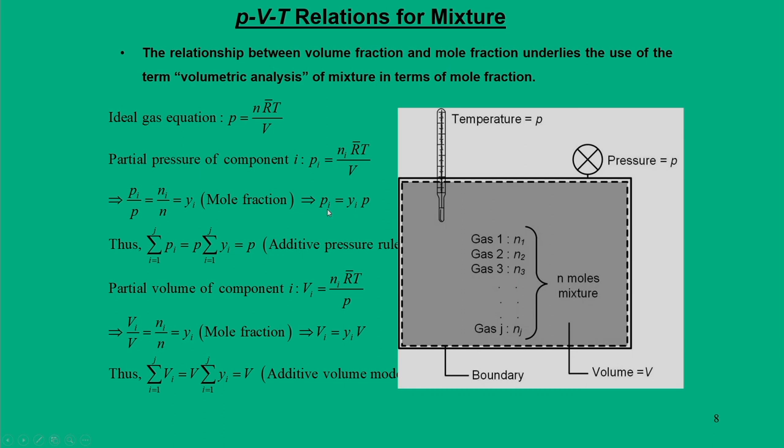So, Pi is equal to Yi times P. And if you take the summation of Pi, we get the summation of Pi as P, which is nothing but the additive pressure rule. In the same line, if you calculate the partial volume for the component i, Vi, we can write Ni R bar T by P, and if you take the ratio between Vi and V, we will also get the mole fraction. Taking the summation of the individual volumes, we get the total volume. So, this analysis also satisfies the additive volume rule, and this molar analysis we call a volumetric analysis of the mixture in terms of mole fractions.